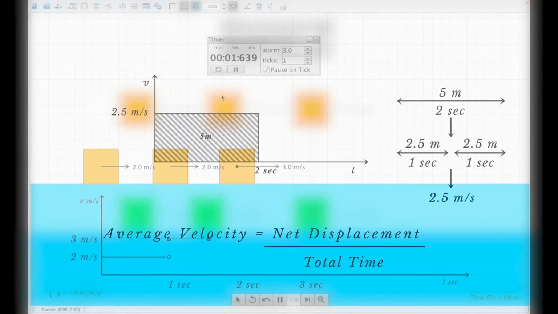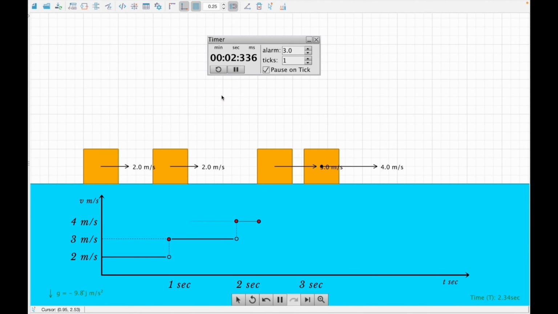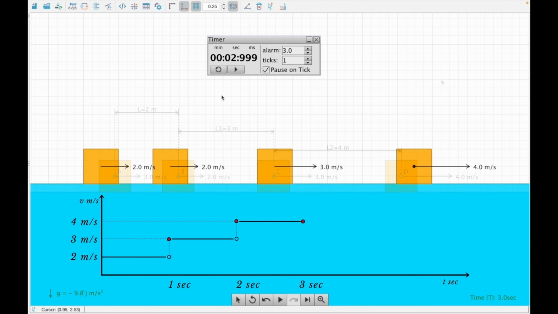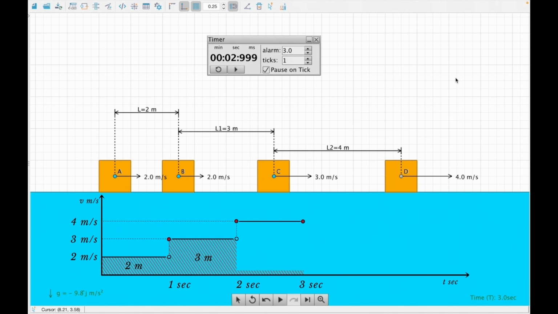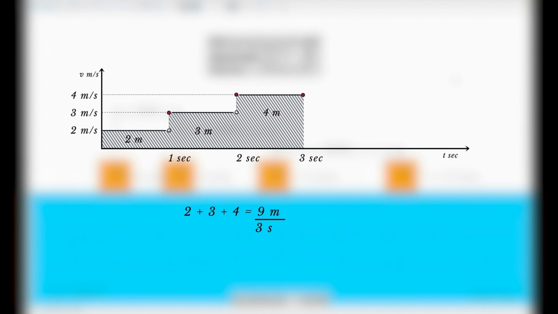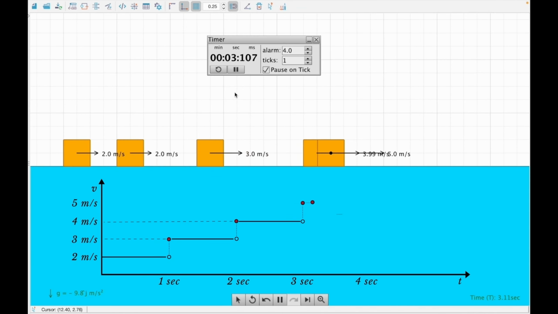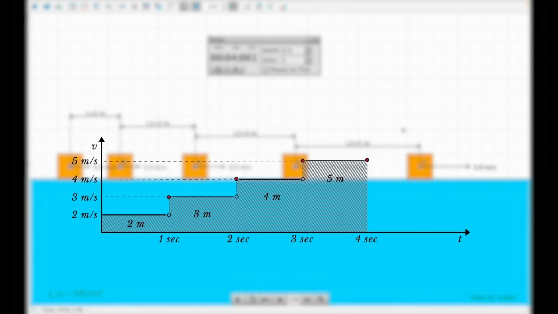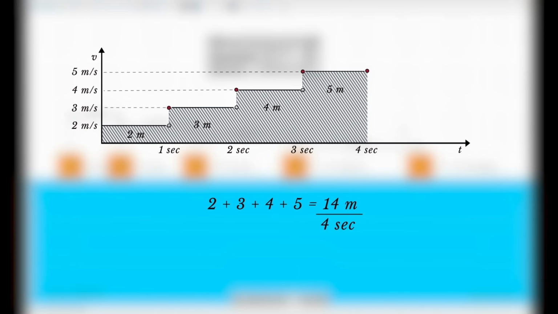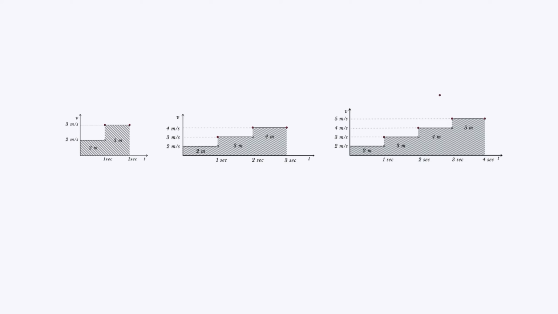And that's not all. If our block moves with a velocity of 4 meters per second for an additional second, then the total displacement will be 2 plus 3 plus 4, that is 9 meters covered in 3 seconds. So the average velocity will be 3 meters per second. Now let the block travel with 5 meters per second for another second. The total displacement will be 2, 3, 4, 5, that is 14 meters covered in 4 seconds. So the average velocity will be 3.5 meters per second. And if you look closely, there's a pattern here. The average velocity is the average of initial and final velocities.